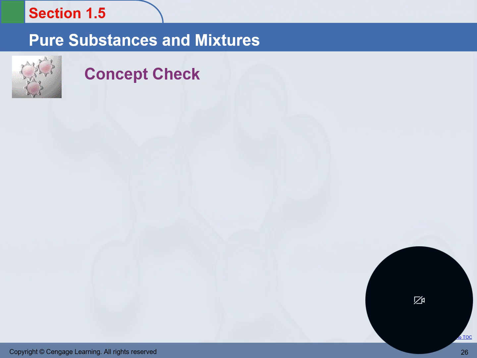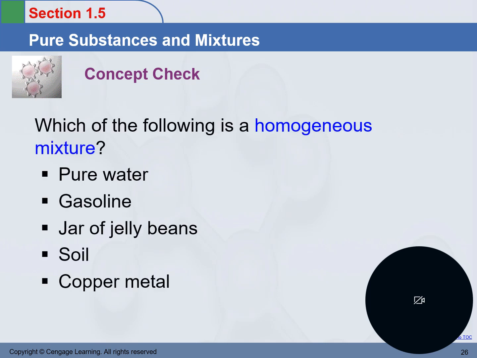Here is another learning check for 1-5, and we're trying to figure out which one is a homogeneous mixture. Again, I encourage you to pause the video, take a stab at it, and see if you can get it. Once you come back, hopefully you see that our homogeneous mixture is gasoline. It has octane, it has other types of substances in there, maybe shorter or longer hydrocarbons. Everything else would be heterogeneous, or just a compound or an element. But the only homogeneous mixture there is the gasoline.